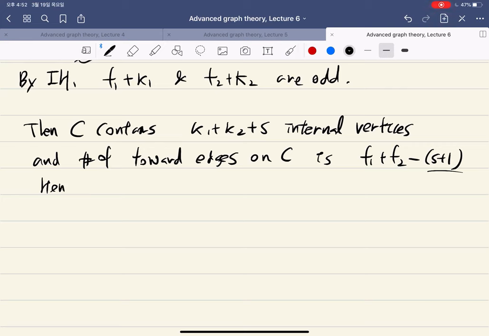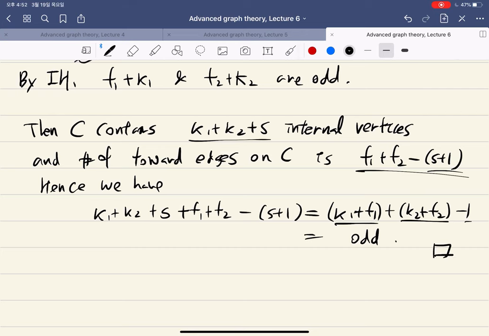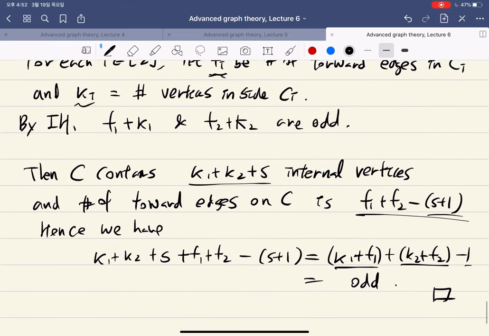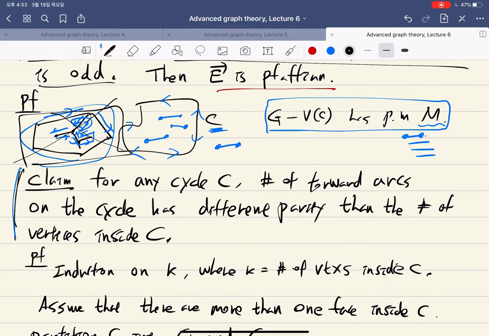Then what do we have? We have K1 plus K2 plus S, so this you add together, plus F1 plus F2 minus S plus 1, which is K1 plus F1 plus K2 plus F2 minus 1. This is odd plus odd minus 1, which is odd. So that means in C, the number of internal vertices and the number of forward clockwise edges have different parity. So this proves the claim.